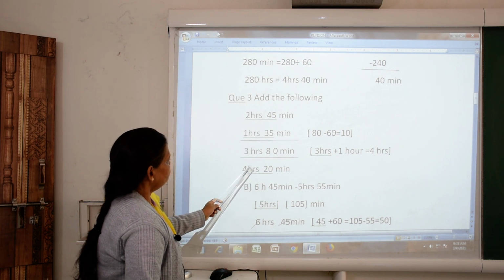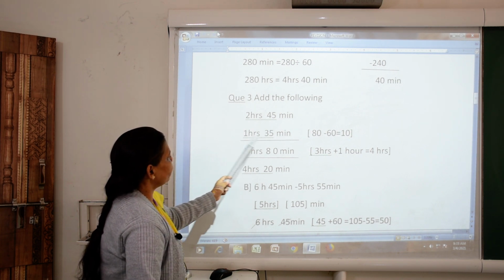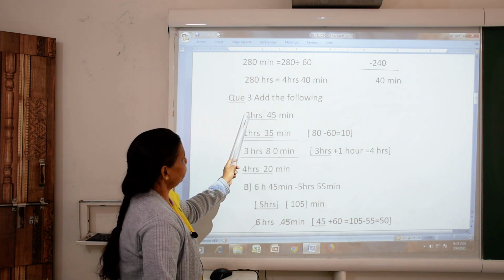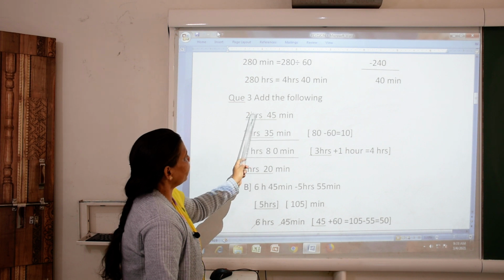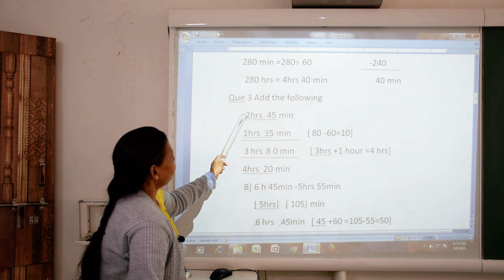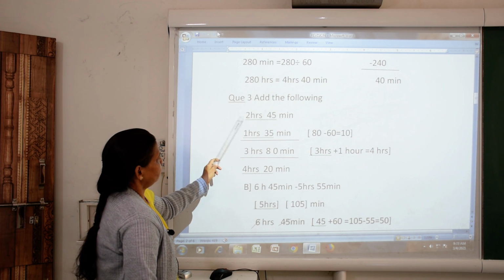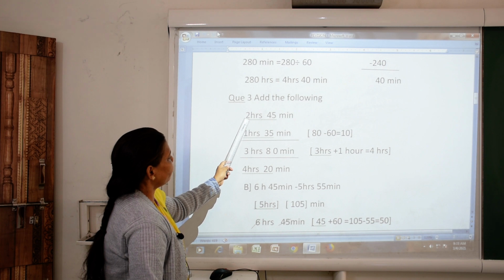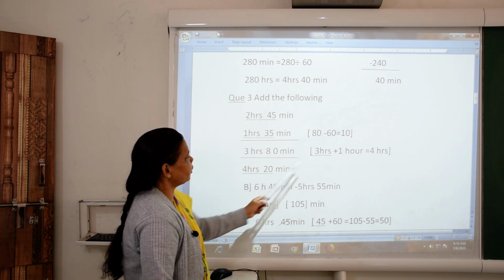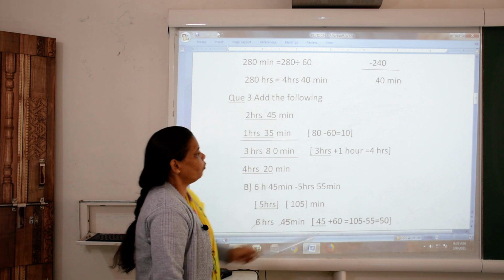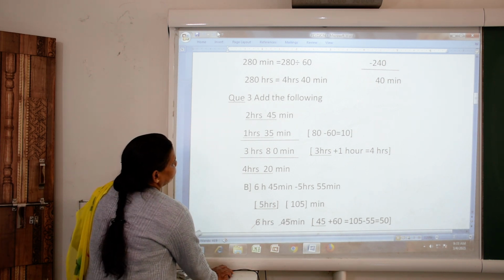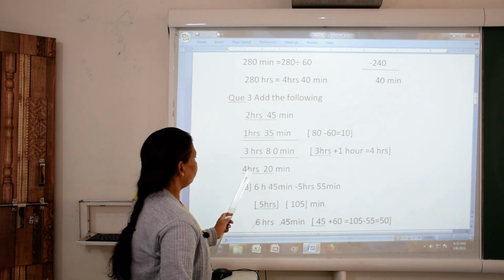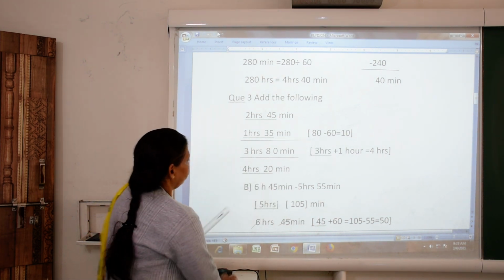So 2 hours 45 minutes plus 1 hour 35 minutes is equal to, then you have to carry 1 hour from the minutes. Children, you have to give the 1 hour here. So 3 hours plus 1 hour is equal to 4 hours, and 20 minutes here. So the answer is 4 hours 20 minutes.